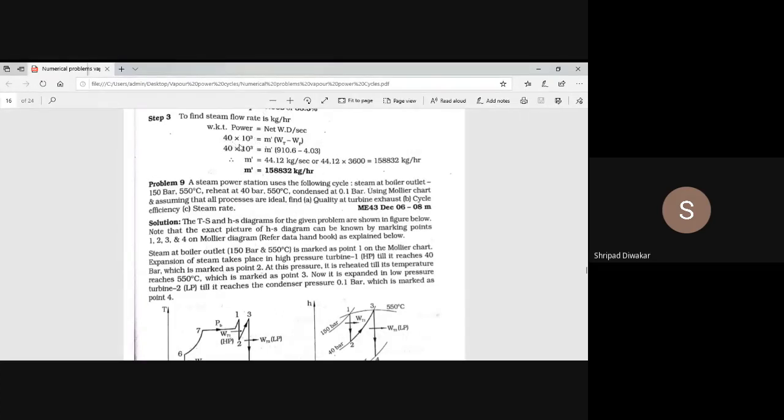We have converted it into 40 megawatts. M is nothing but your mass flow rate. You remember this formula, mass flow rate into the net work done. The net work done is nothing but WT minus WP. The only unknown is M dash. Power is given by mass flow rate into WT minus WP, and power is given in the problem as 40 into 10 to the power of 3.